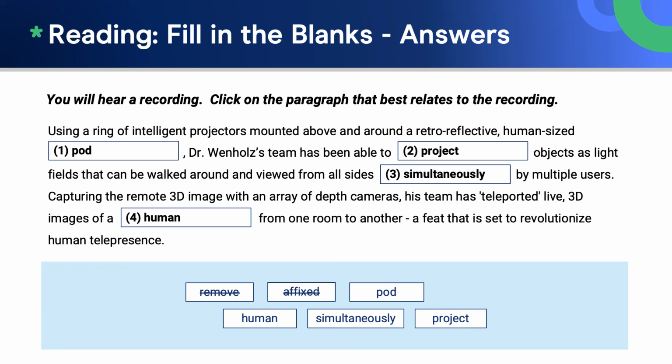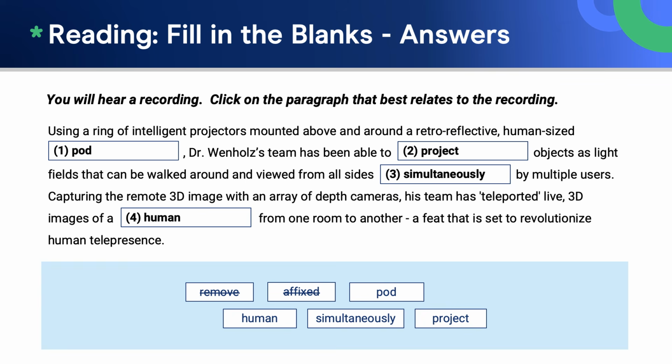The next answer is project, as in project objects as light fields. Now you have to be careful because perhaps you read the verb project as project and thought it didn't fit, but it does fit as a verb. The next answer is an adverb, simultaneously, which fits the phrase viewed simultaneously.